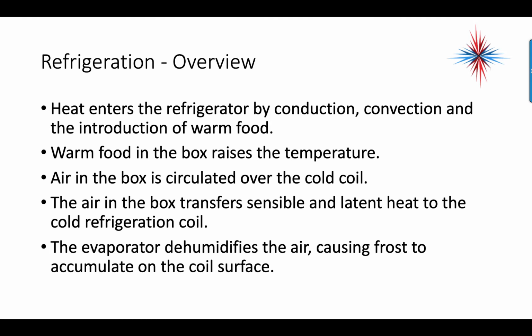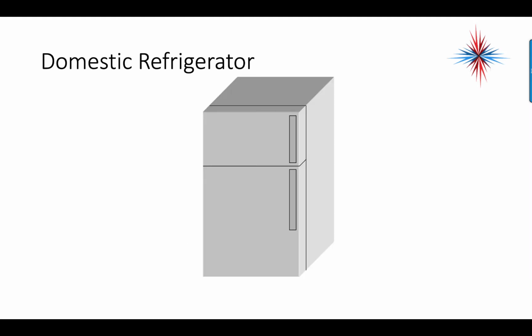Now, when we take a look at a refrigerator, we have to realize that heat enters the refrigerator by conduction, convection, and the introduction of warm food. The warm food in the box raises the temperature. Air in the box is circulated over the cold coil. Air in the box transfers sensible and latent heat to the cold refrigeration coil. The evaporator dehumidifies the air, causing frost to accumulate on the coil surface.